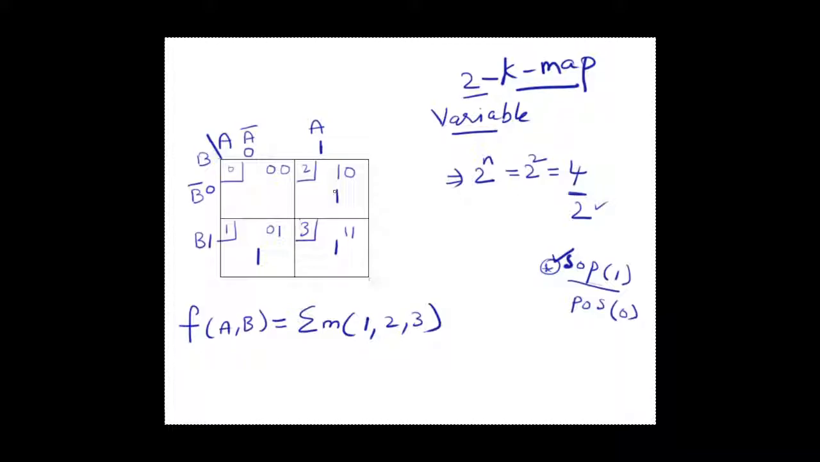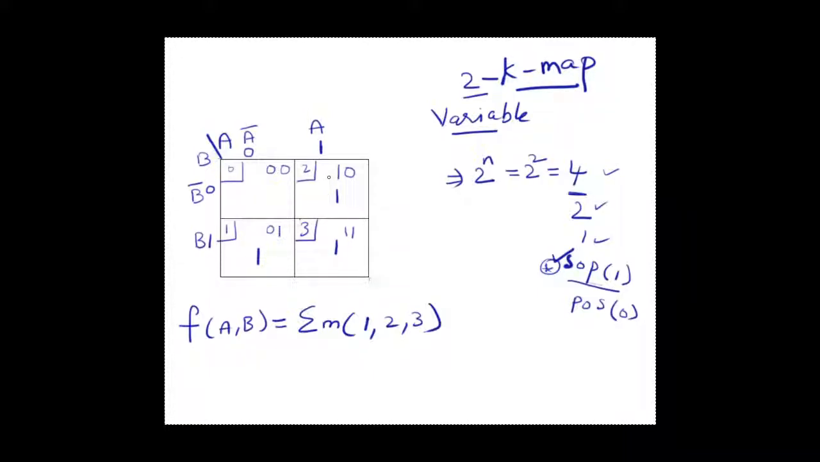And here I have 3 ones. So I can't group 3 ones, remember that. I can group 4 ones, 2 ones or 1. So if there are 4 ones, I can group them. If there are 2 ones, I can group them. If there is only 1 one, I can group it. But I can't group 3 ones. And there's one more thing: I can group them in a horizontal or vertical way, like column and row, but I can't group them in a diagonal way.